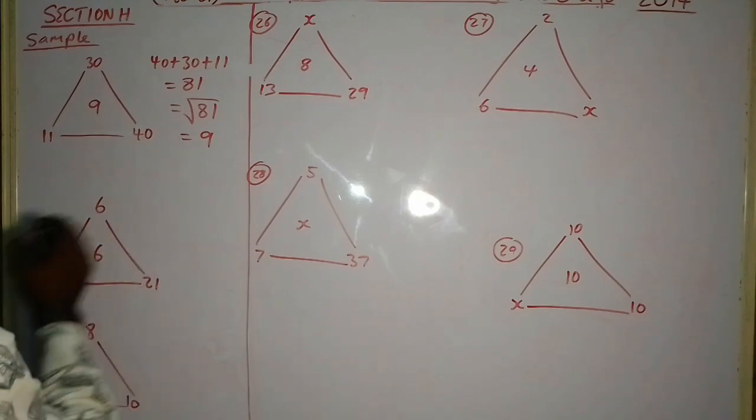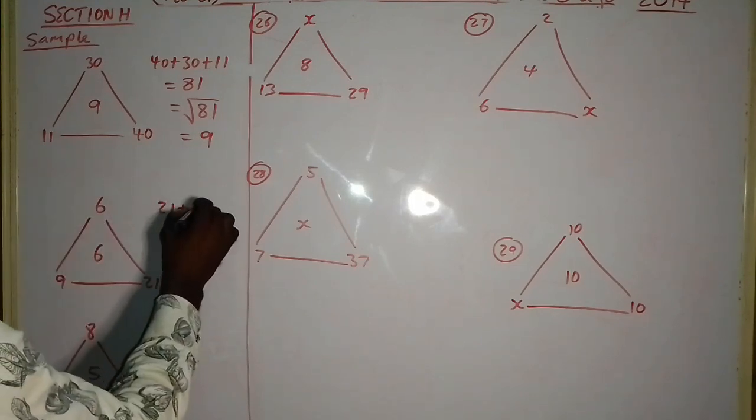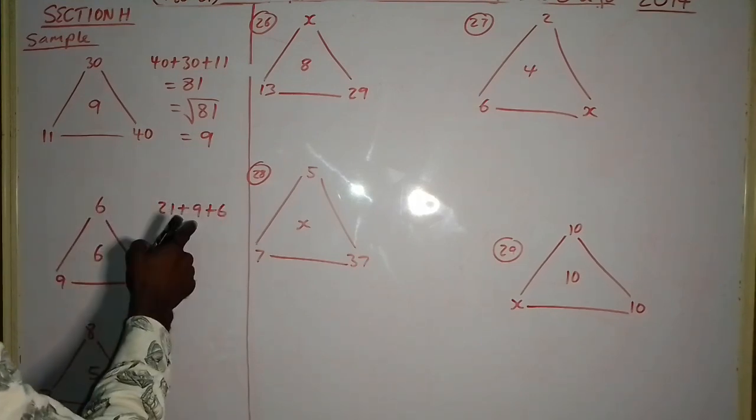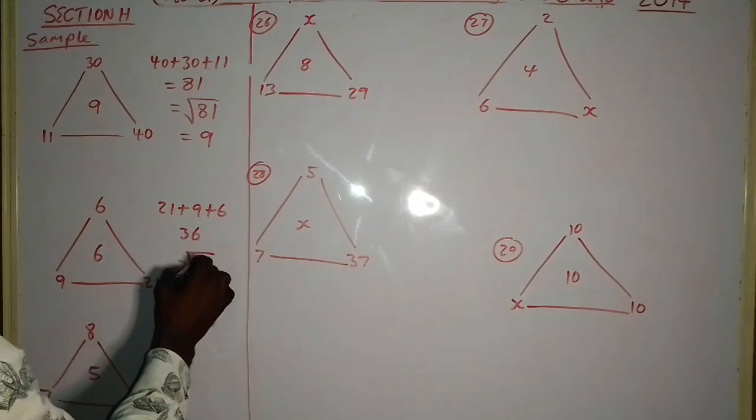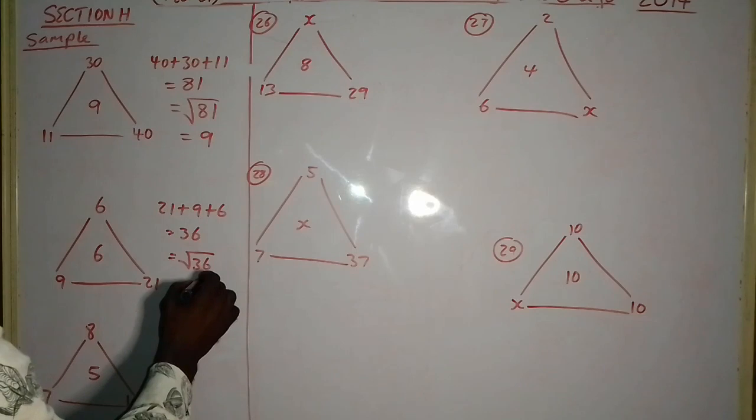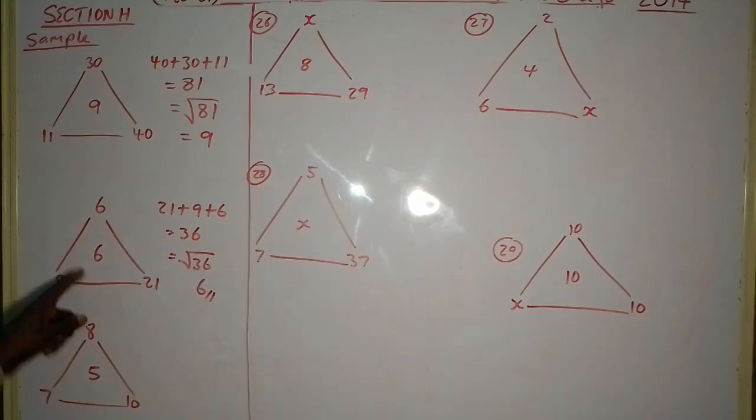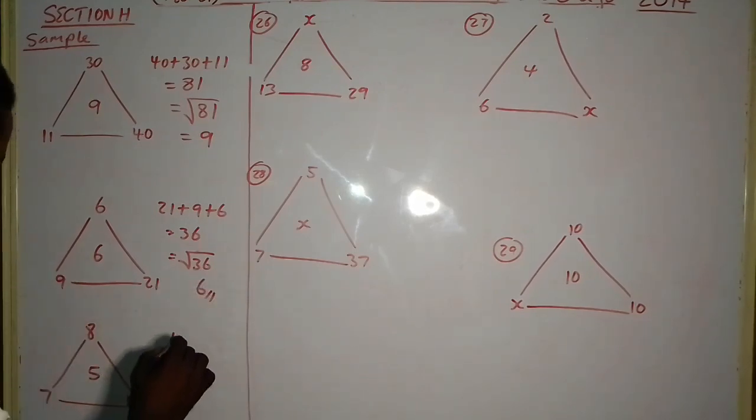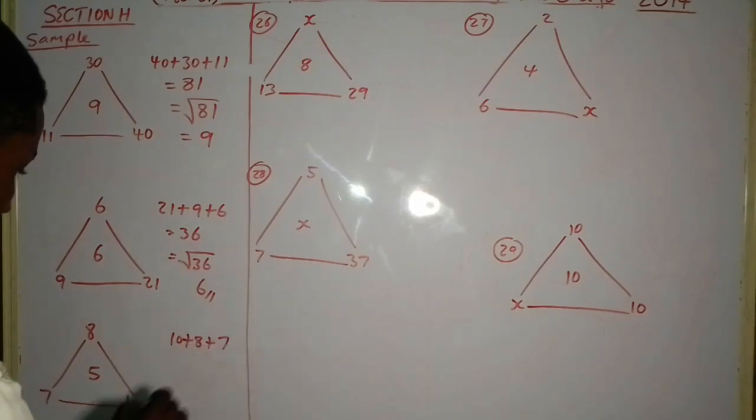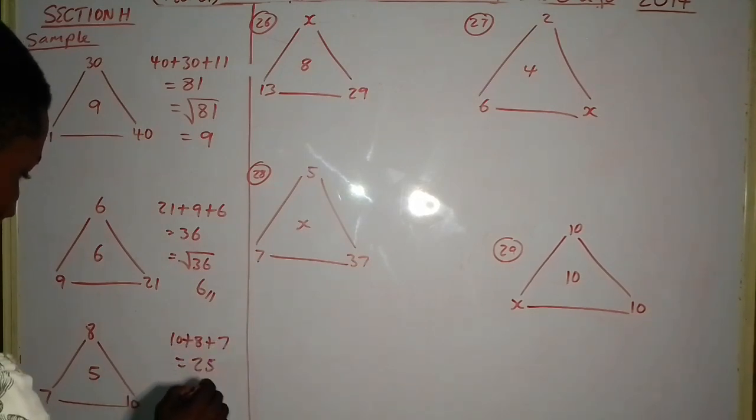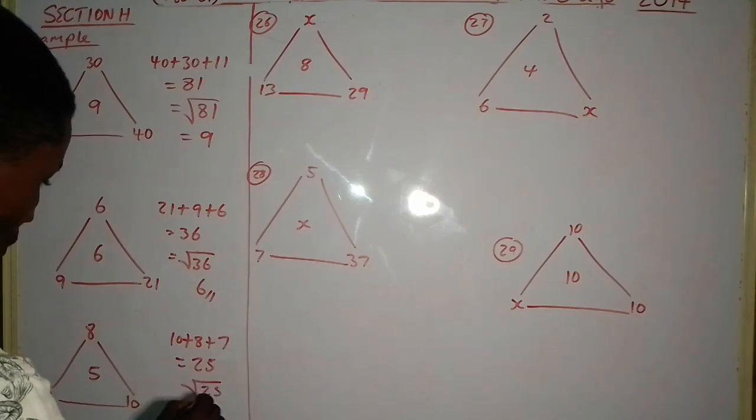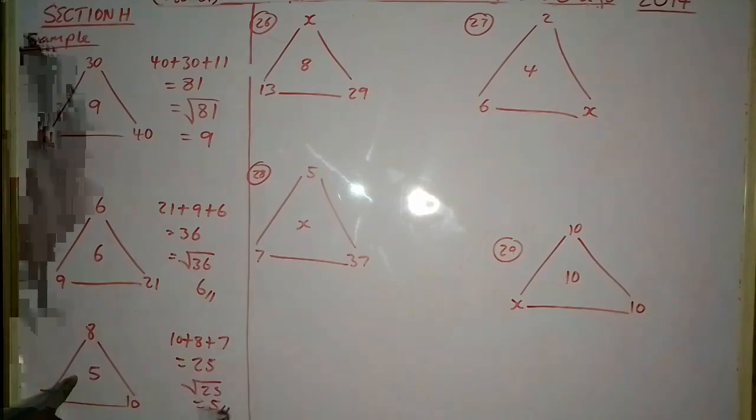For the next one, you sum up everything. That's 21 plus 9 plus 6. 21 plus 9 is 30, plus 6 is 36. What is the square root of 36? It is 6. That's how you have it here. The next one is 10 plus 8 plus 7. That gives us 25. What is the square root of 25? It is 5. That's how we got the 5 here.